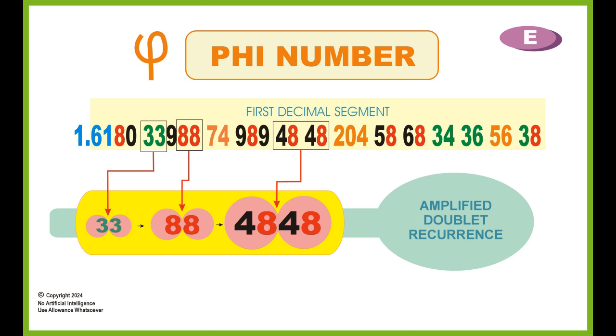More importantly, the mentioned suite of numbers showcases a doublet repetition, or an amplified doublet state. The first doublet, 33, is established on the basis of one number, number 3.